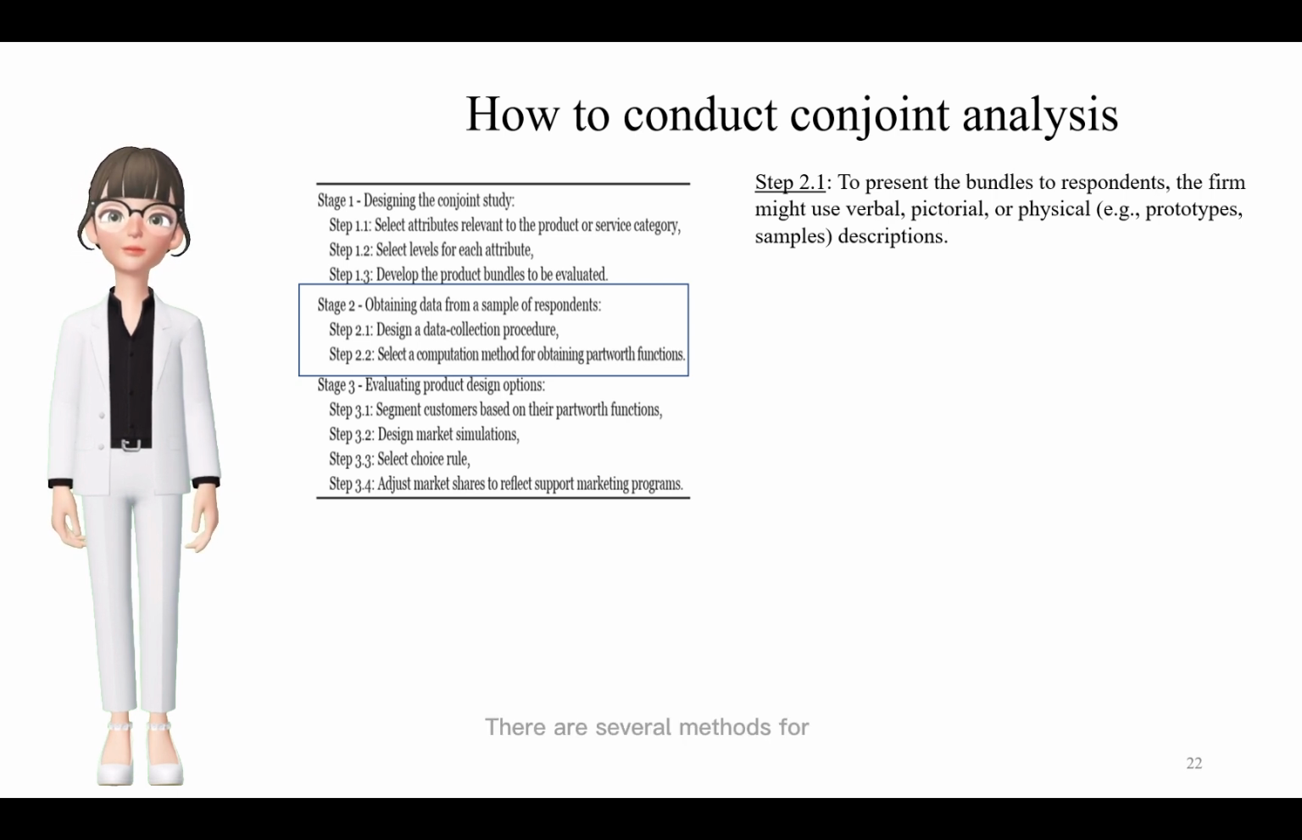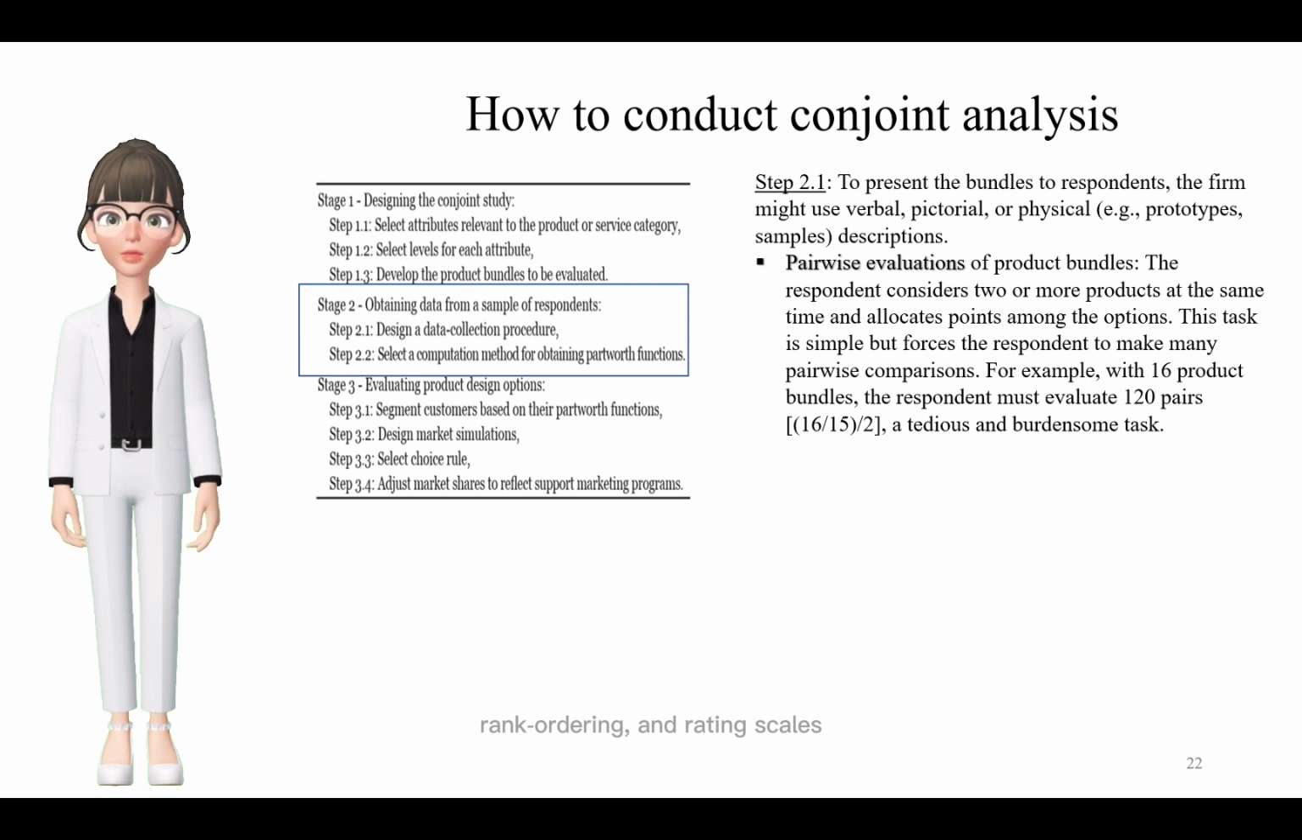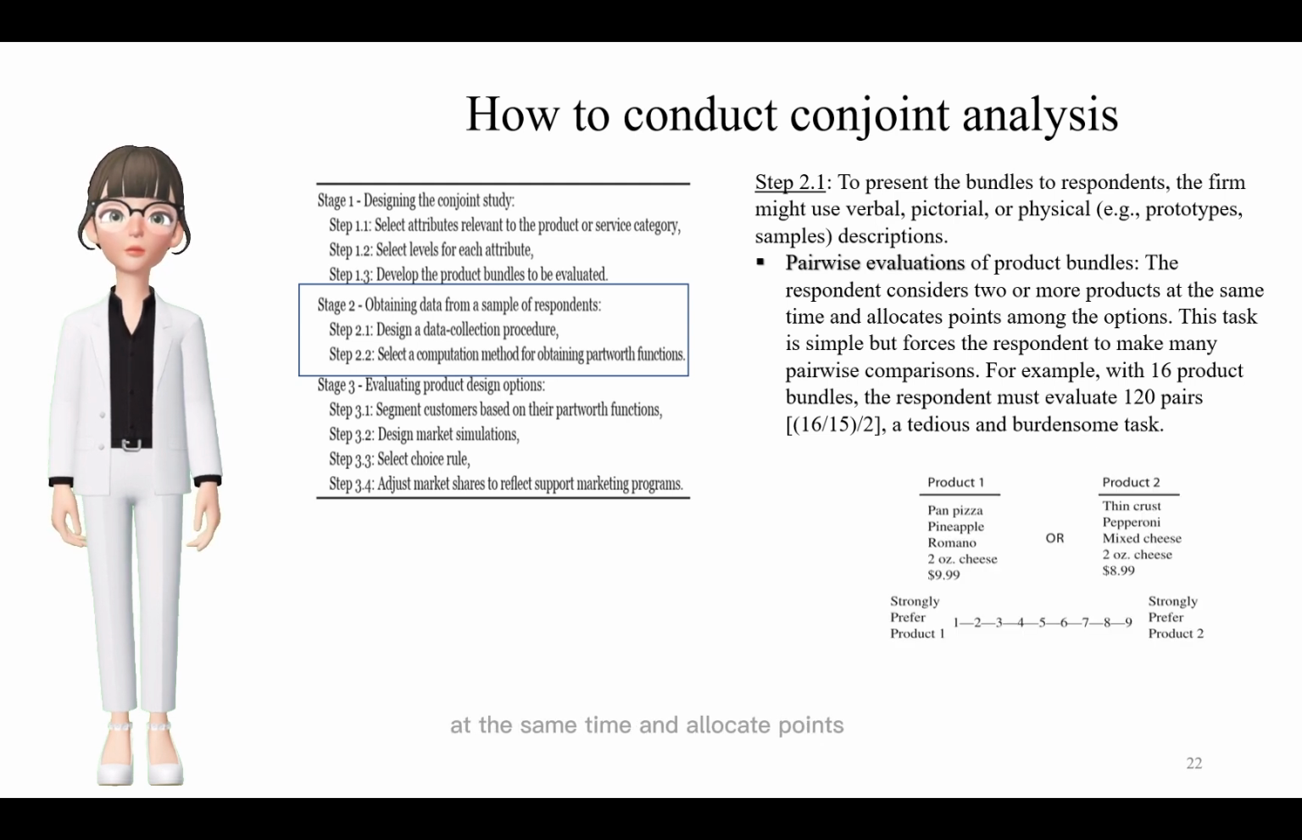There are several methods for obtaining evaluations from respondents, including pairwise evaluations, rank ordering, and rating scales. Pairwise evaluation requires the respondent to consider two or more products at the same time and allocate points among the options. However, this task can be tedious and burdensome.